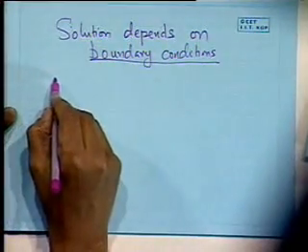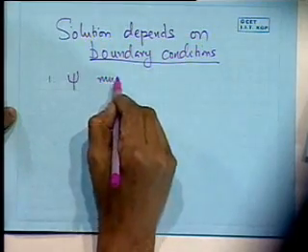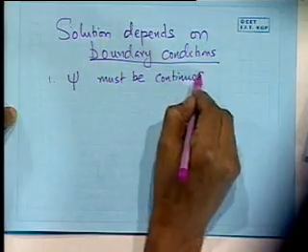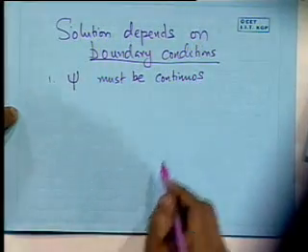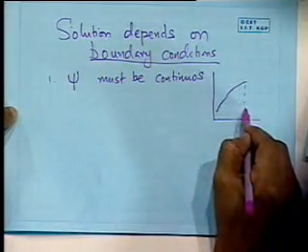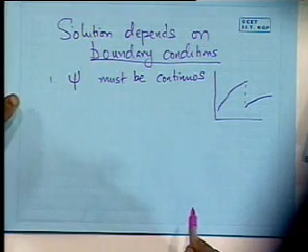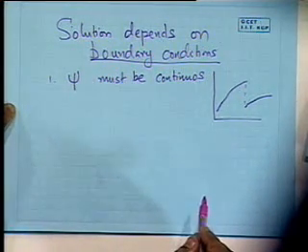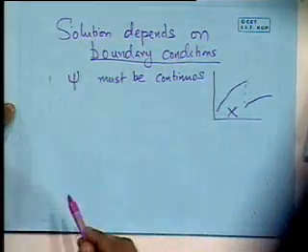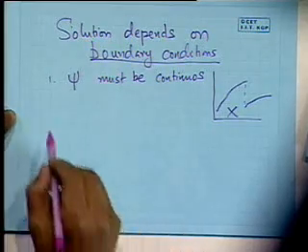Now here are some possible boundary conditions that we use. One is, first of all, that psi must be continuous. The implication is that a function which looks something like this is not acceptable as a solution for this equation. There is a discontinuity there, so we cannot use this as an example of an acceptable wave function.